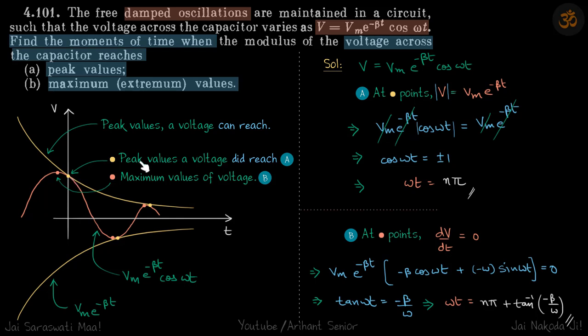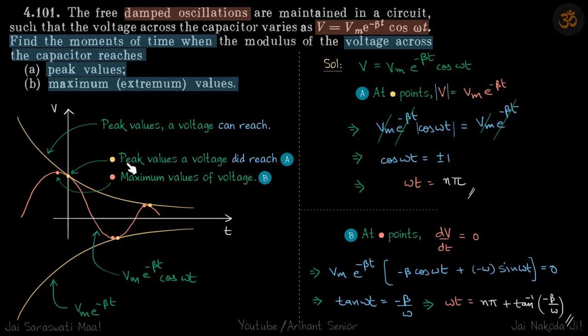So these points represent the peak values the voltage did reach. However, if you see the maximum values of voltage, that will be when dV by dt is 0, top of this graph. So at that point it does not reach the peak value. So that's what we have represented here. This yellow line represents the peak values a voltage can reach, but it cannot always reach.